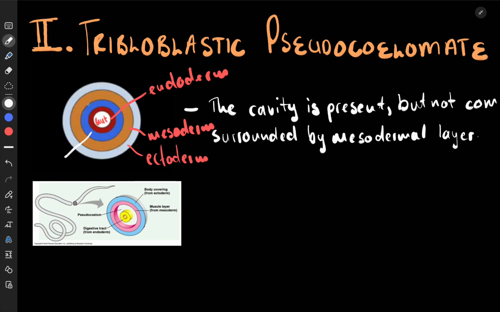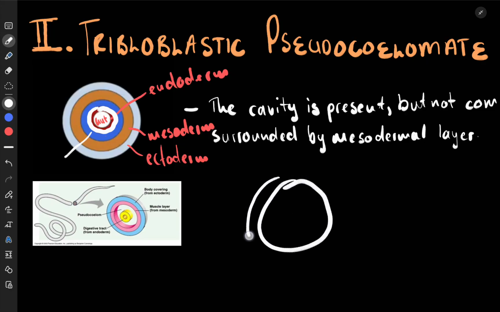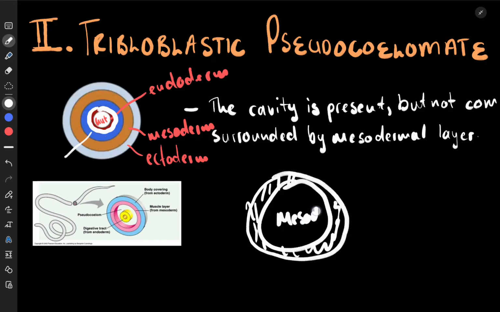So that means this should be surrounded by mesoderm on the outside, but on the inside as well. We want to see mesoderm so that this blue is in between. This should be mesoderm and the outside should be mesoderm. Then we know it is completely covered by mesoderm, inside and outside.